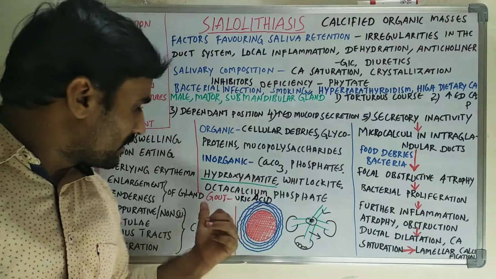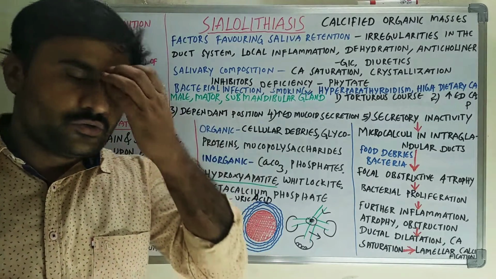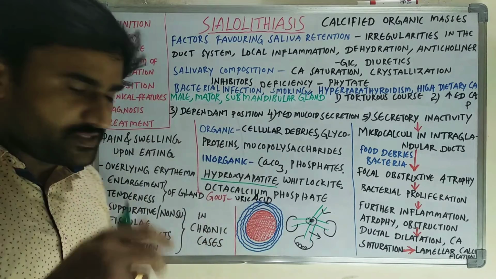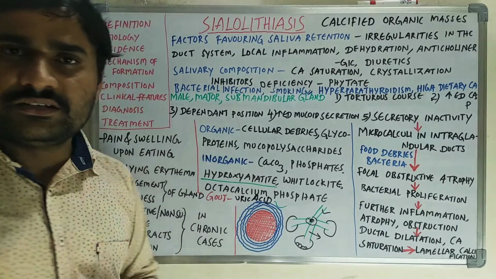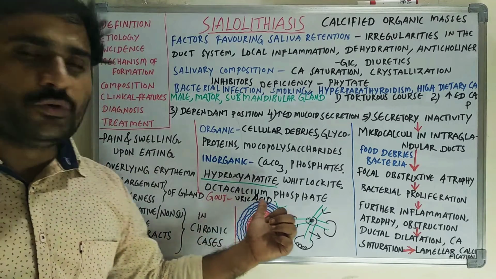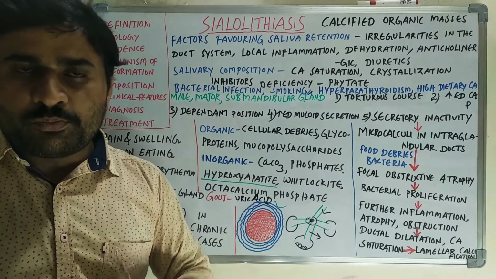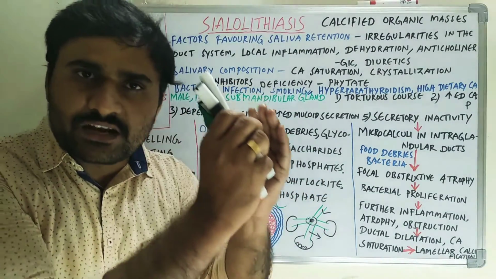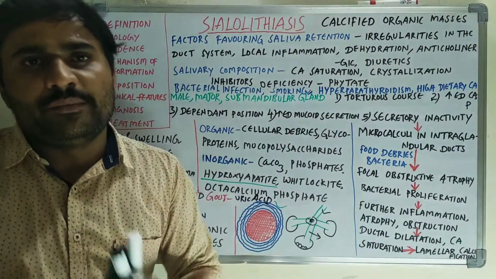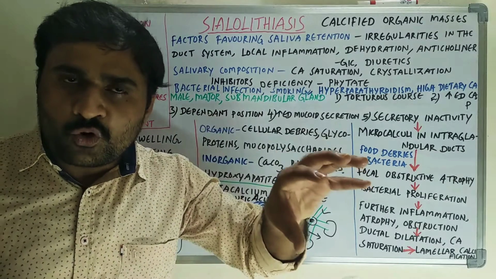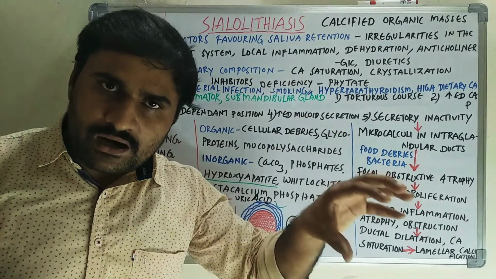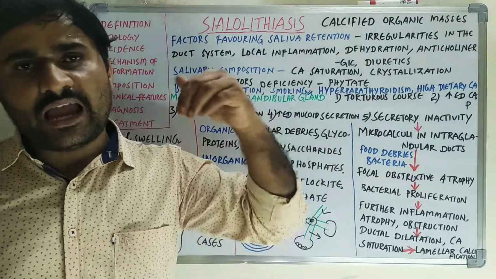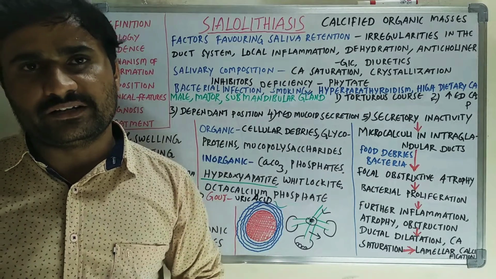In patients suffering from gout, in the salivary calculi you can see uric acid. This is an important PG point, right? In gout disease, there is uric acid. So basically, the salivary stone you can divide into a central core and peripheral lamellae. The central core can be purely organic or it is highly calcified material, right?